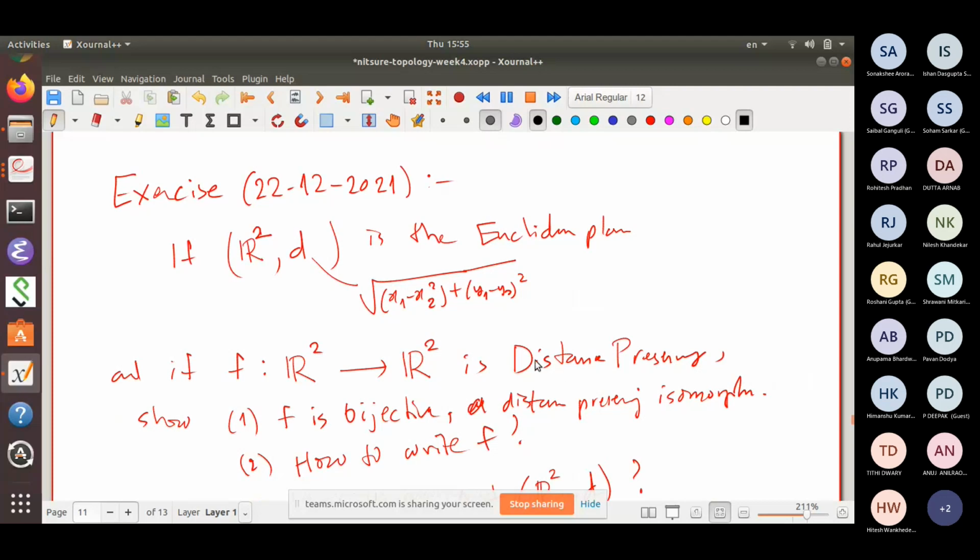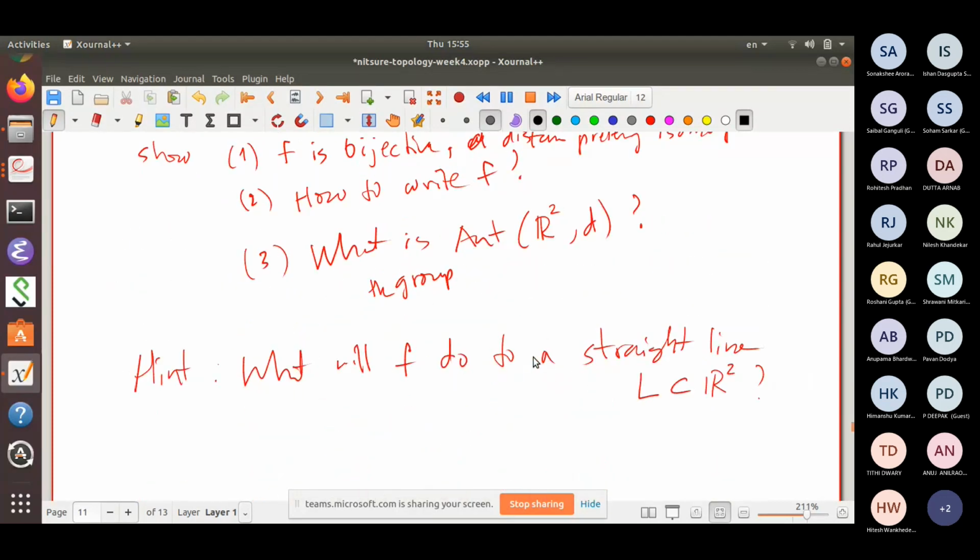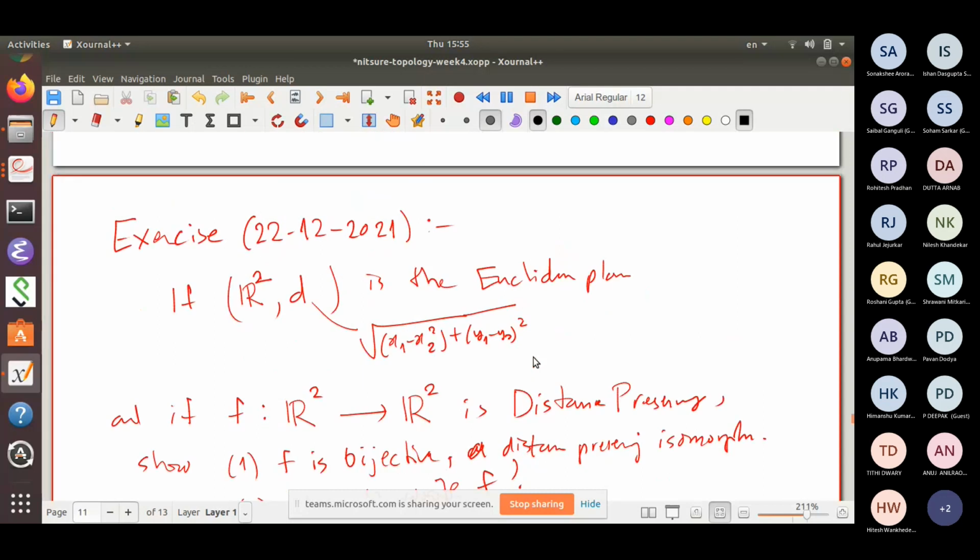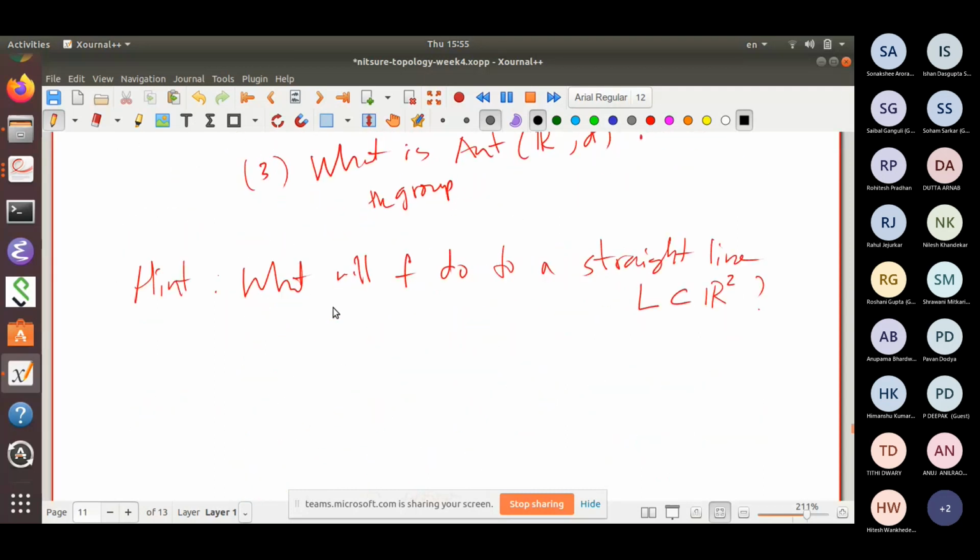Then in yesterday's lecture, I asked you to determine the automorphisms of the Euclidean plane, distance preserving automorphisms. I only want to introduce one concept to help you. Exercise.